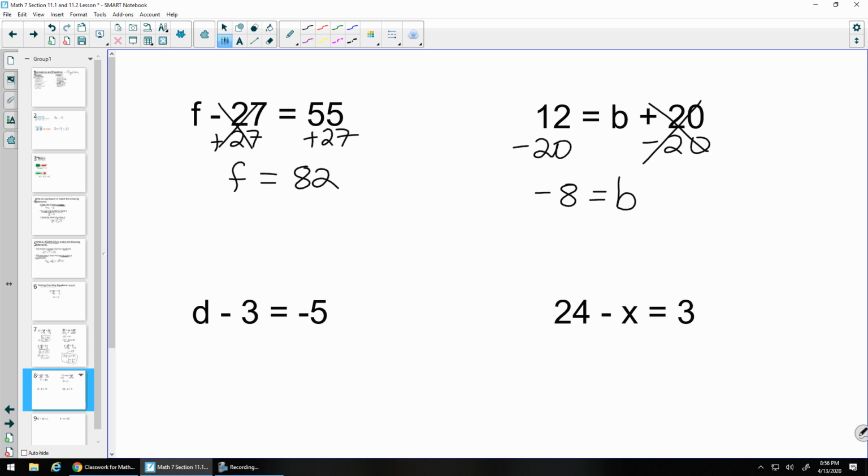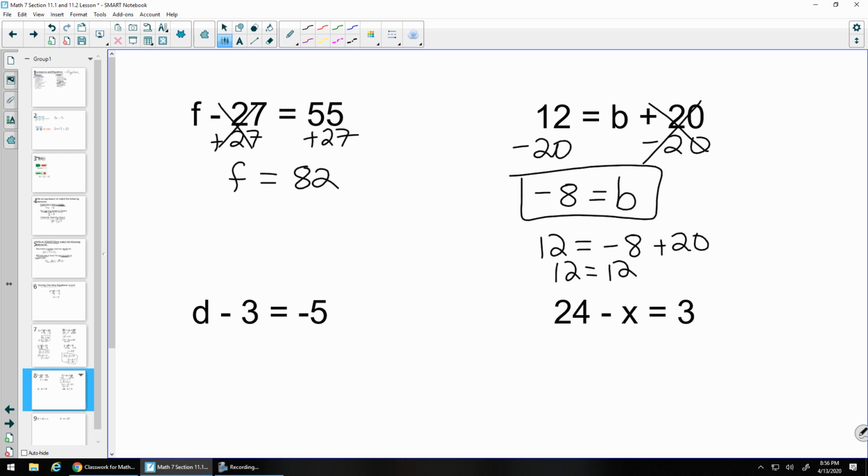And now I can check. Does this make sense? 12 is equal to, well, I said negative 8 was equal to b, so negative 8 plus 20. What's negative 8 plus 20? Well, hey, that's actually equal to 12. So 12 is equal to 12. The two sides of my equation are equal. That means they're balanced. That means negative 8 is the answer for the value of b.